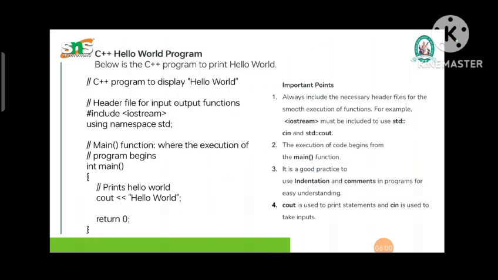So this is a simple C++ Hello World program. The important key points are: always include the necessary header files for the smooth execution of the functions. The execution of the code begins from the main function, and it is also good practice to use indentation and comments in programs for easy understanding. cout is used to print statements and cin is used to take inputs.